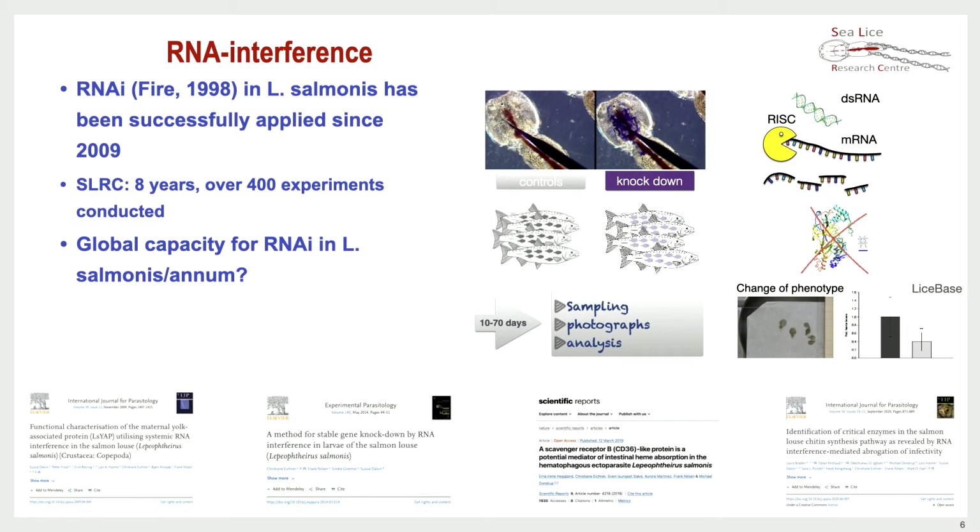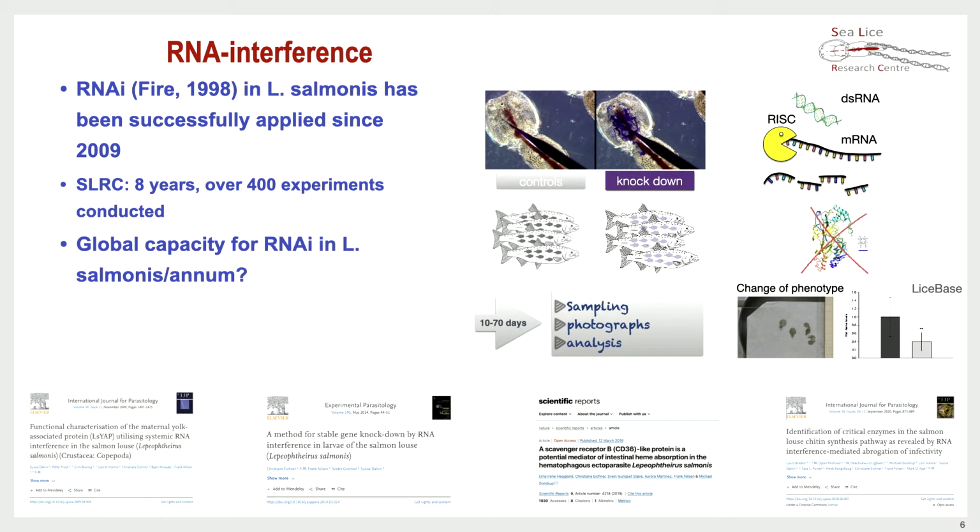And the principle is simply we need, of course, controls and a knockdown. The double-stranded RNA is injected into the knockdown lice. They put them on the fish. Then they are allowed to complete their life cycle and meticulously observed for 10 to maybe 70 days, and then a lot of sampling, photography, analysis is done, and we hope to see a change in phenotype, like with a heme scavenger receptor when it's knocked out, and then maybe the results end up in LiceBase, right?